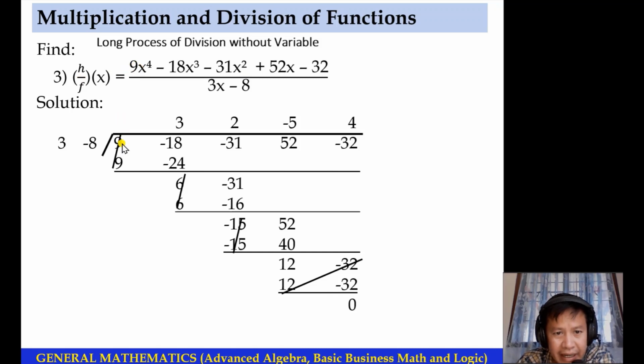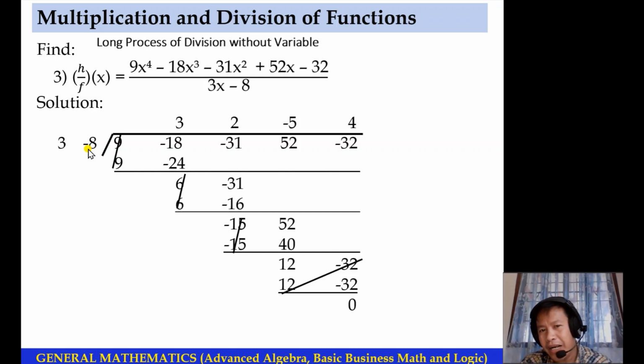Don't forget, 9. Okay, this is negative 18. This is negative 31. And this is 52. And this is negative 32. Okay, now what are we going to do here? And don't forget to copy also the coefficients of the divisor. The coefficients of the divisor are 3 and negative 8. Now, how are you going to divide?